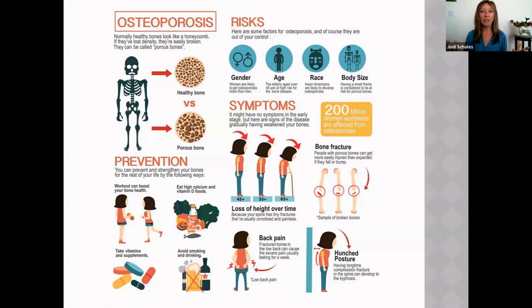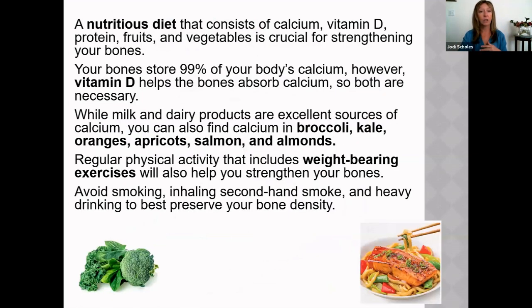And that's why it's also fortified in milk, right? So dairy products. But some people are lactose intolerant and can't use dairy products. We'll see in just a moment other sources of vitamin D for them. Vitamins and supplements, avoid smoking and drinking. Okay. So, ways to prevent the progression of osteo.